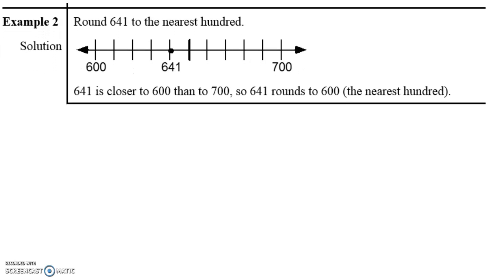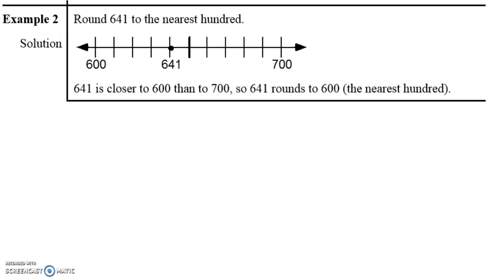For example 2, it works much the same way. We're rounding this time to the hundreds place. So if we look at 641 and we made a number line where we're going up by tens, we could see that the 641 is closer to 600 than it is to 700. So it's going to round down to 600.